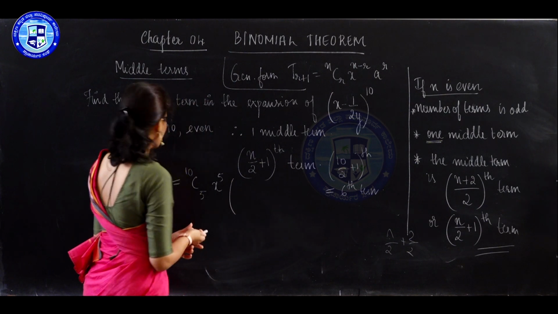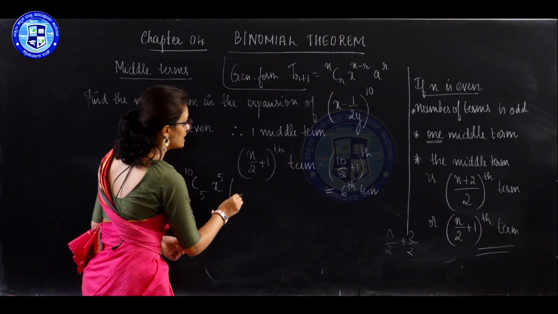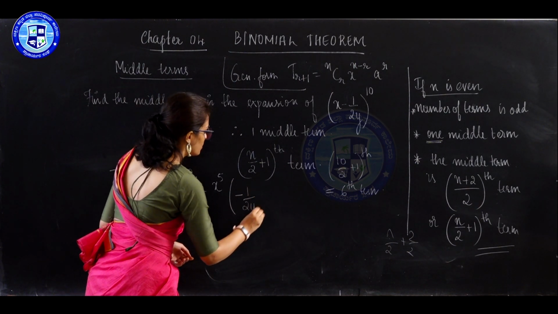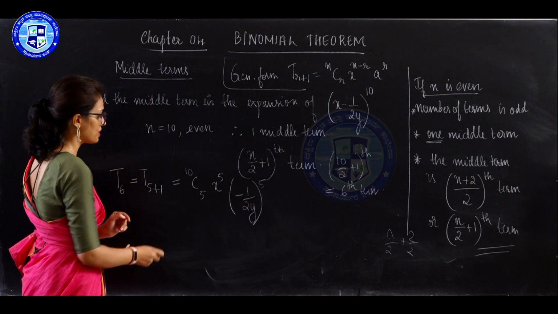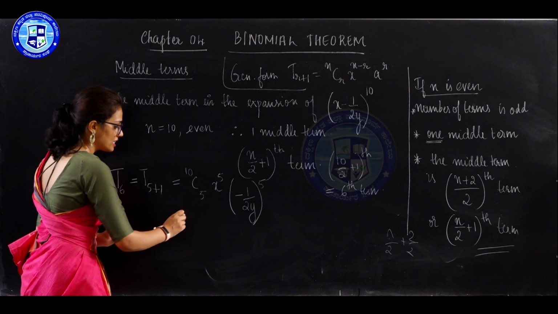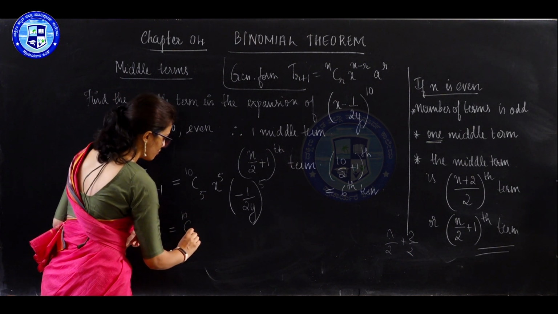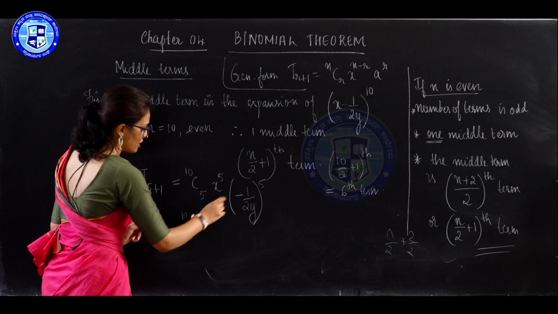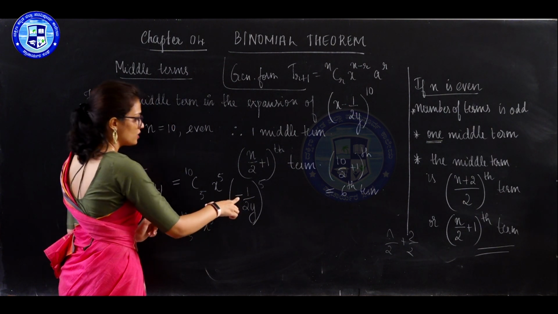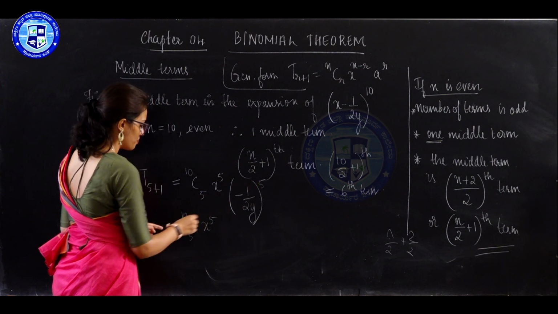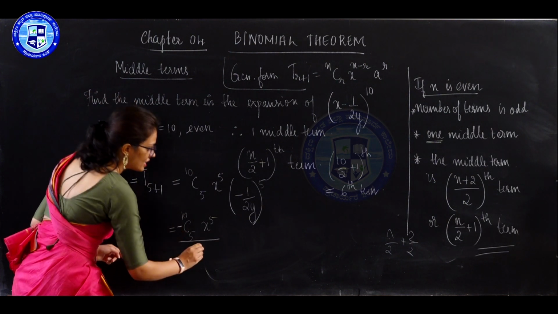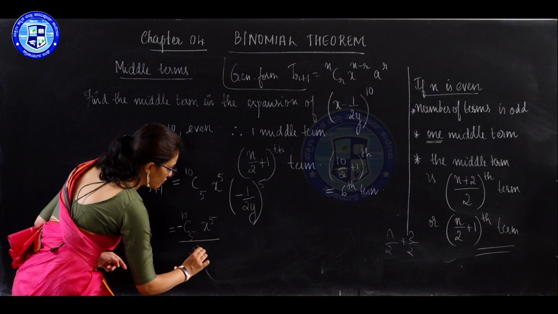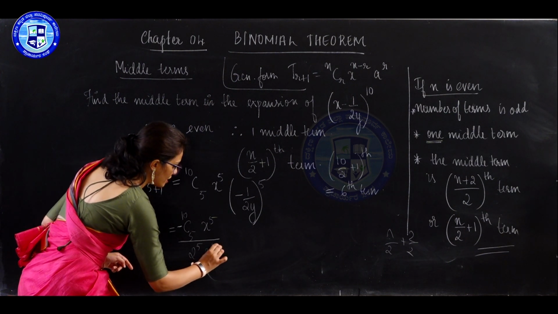So, we have a to the power, so minus 1 by 2y to the power, what is r here? R is 5. So, now let us simplify this. What do we get? This will be 10C5 times x to the power 5. So, we have minus raised to the odd power, so that minus sign will remain, divided by 2 to the power 5, y to the power 5.